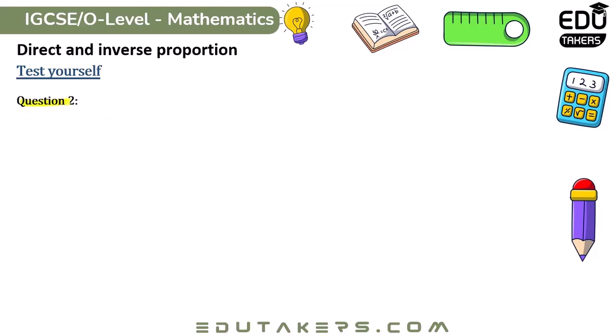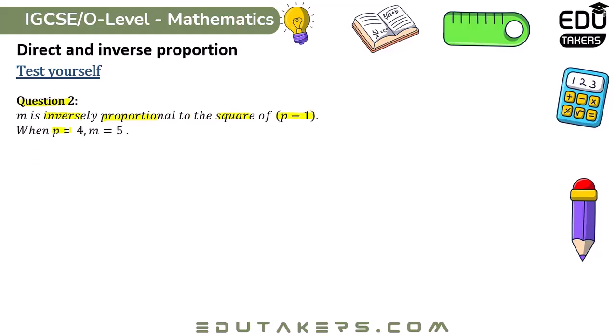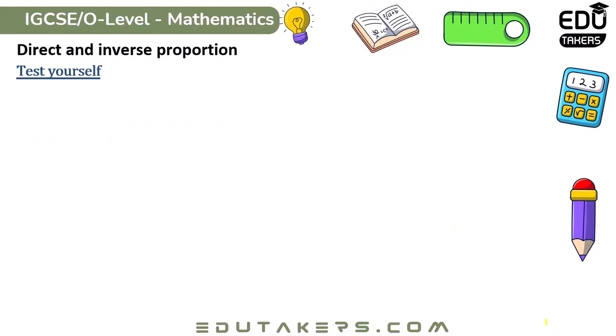Question number 2. M is inversely proportional to the square of p minus 1. When p is equal to 4, m is equal to 5. Find m when p is equal to 6. It's a 3 mark question.